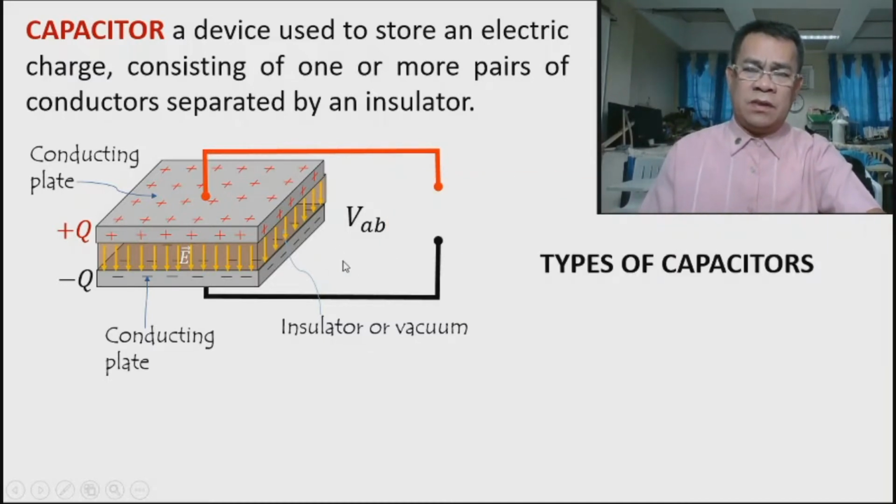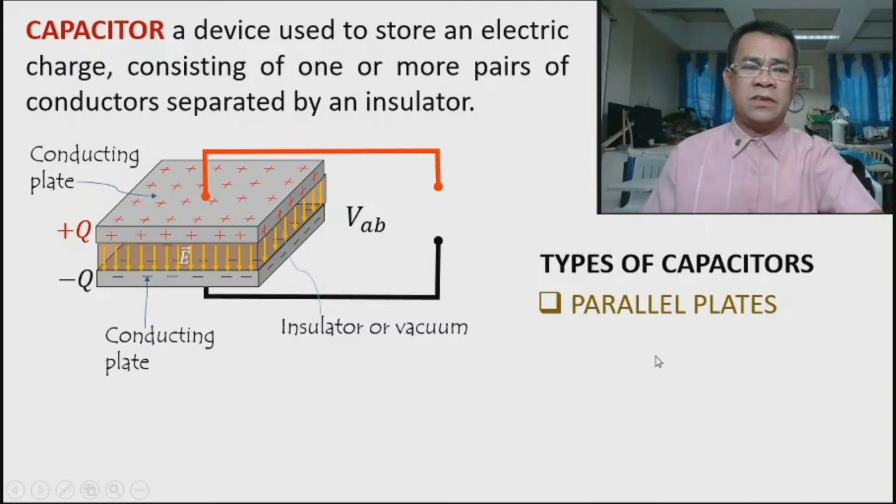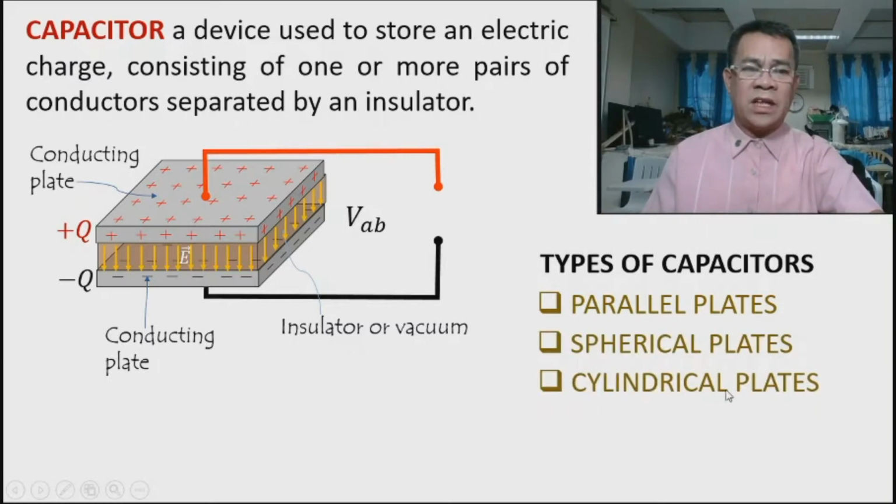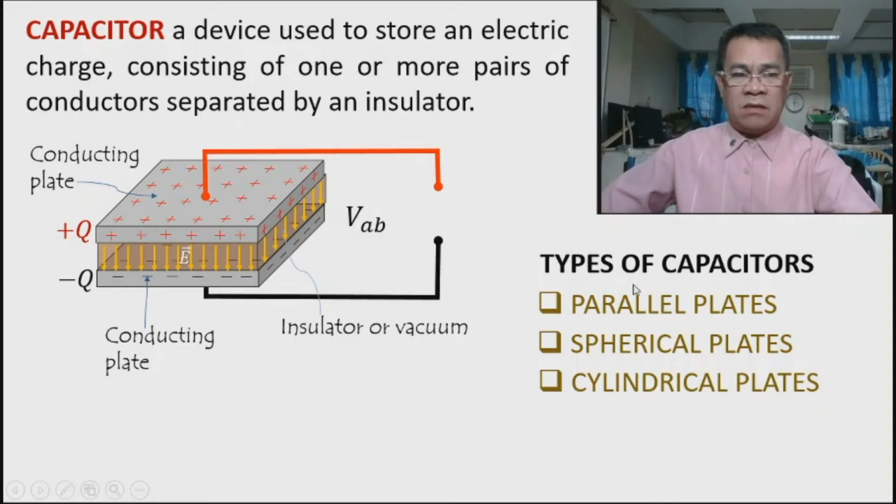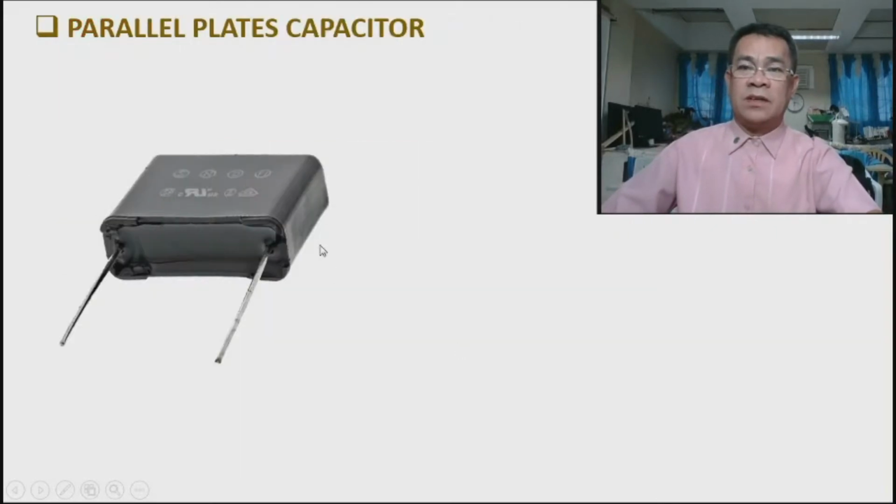So now take note that there are three types of capacitors. We have the parallel plate capacitors, we have the spherical plate capacitors, and we have the cylindrical plate capacitor. Now in this module, we will study the three types of the capacitors and will provide the capacitance value in each capacitor. Okay, so let's start on the parallel plates capacitor.